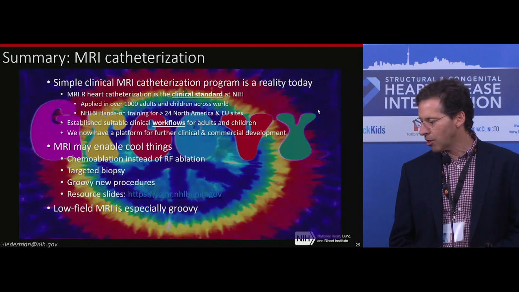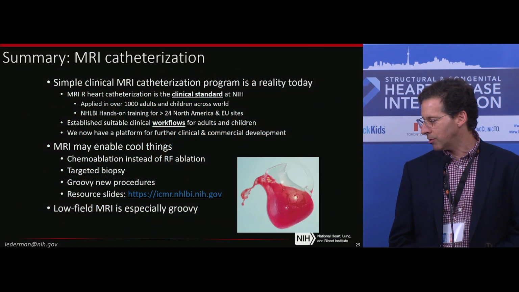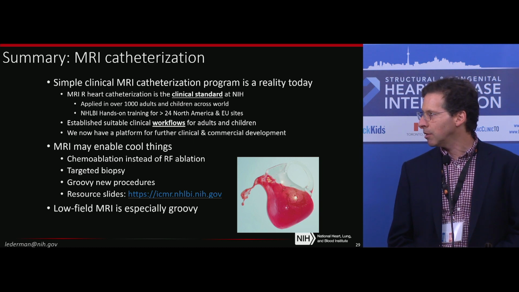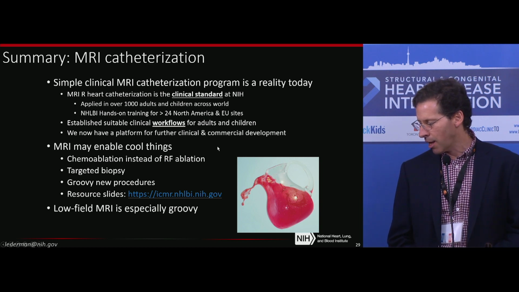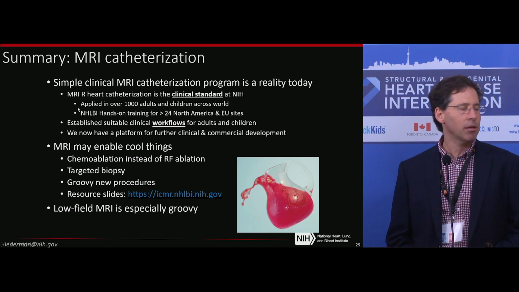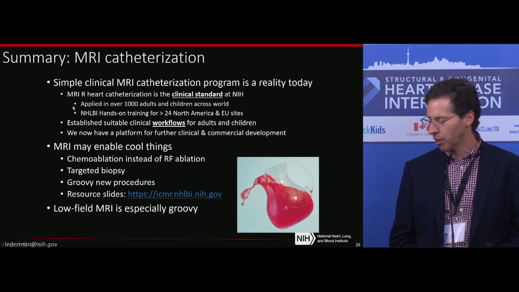And to summarize this talk, I think clinical MRI catheterization is groovy because you can use it if the flow measurements are important to you. If you're making an important pulmonary vascular resistance measurement, you might want to consider using it. It's been done in over 1,000 children and adults. A whole bunch of sites are spending money now to make it happen. The technology may enable cool therapeutic procedures, but sadly I've been disappointingly slow in making progress.